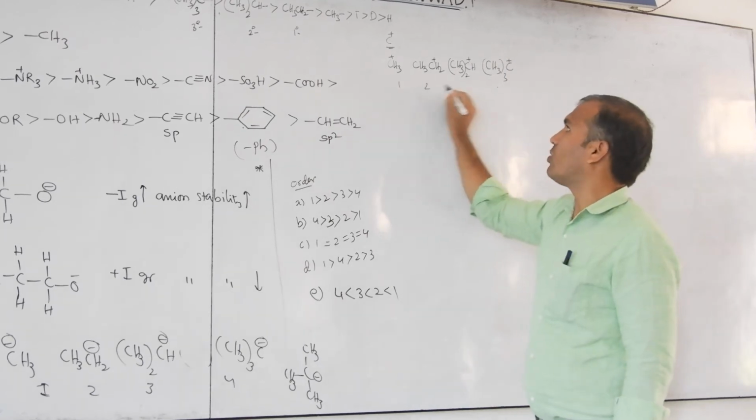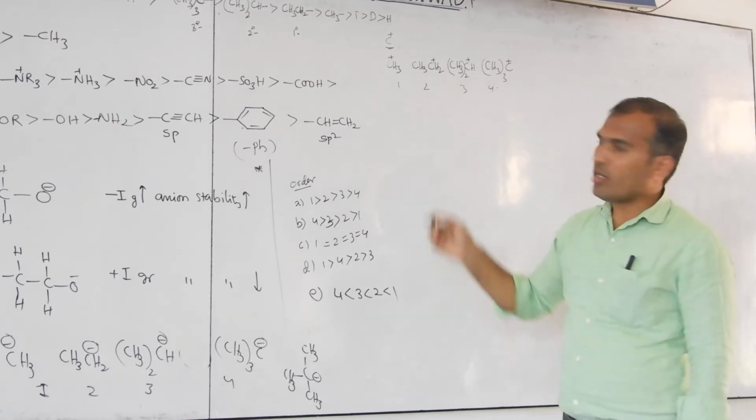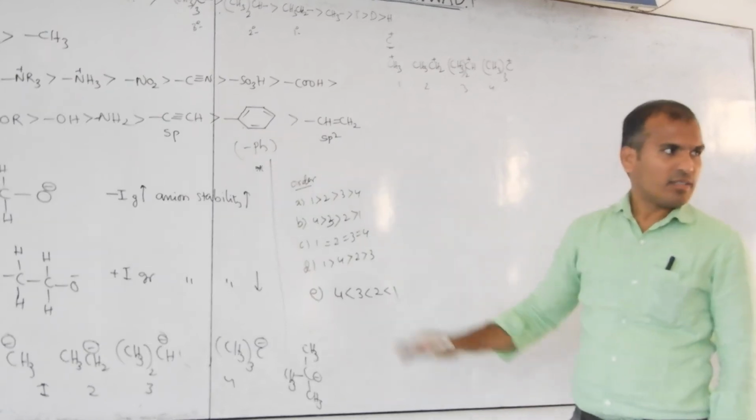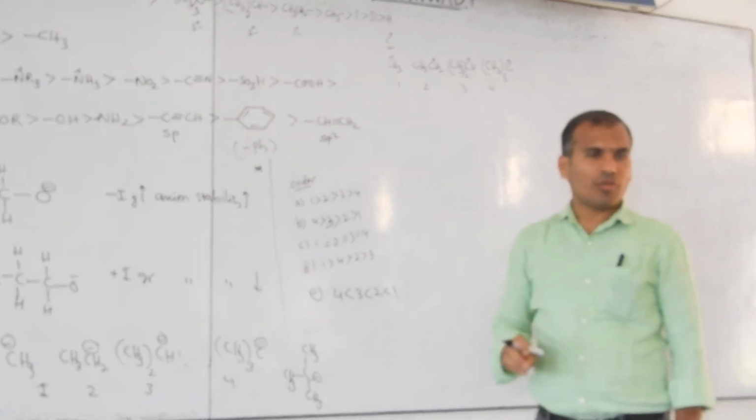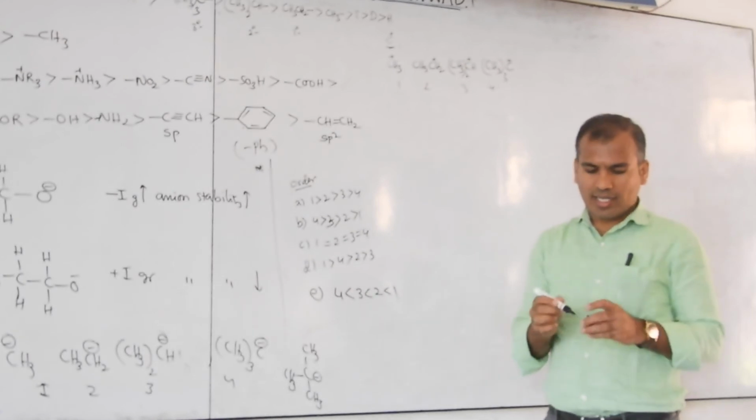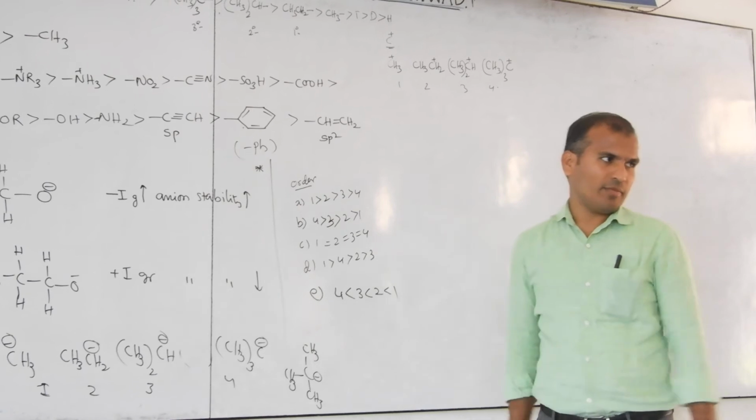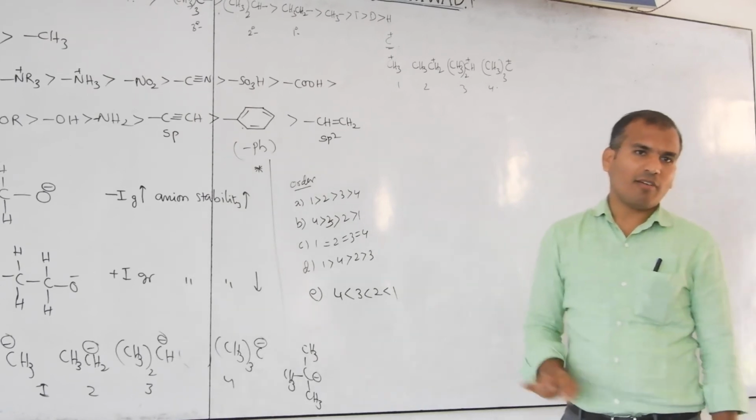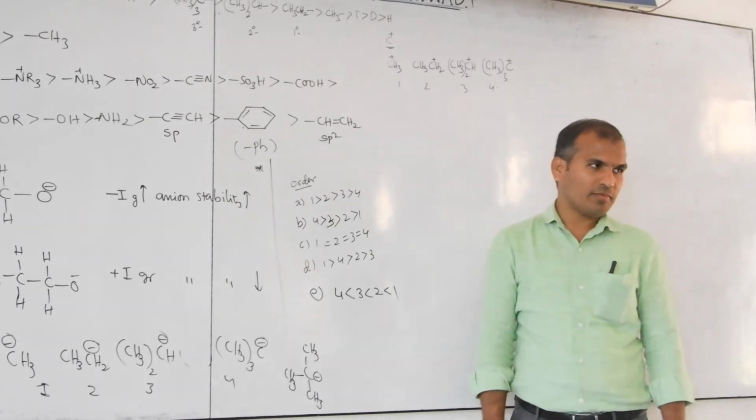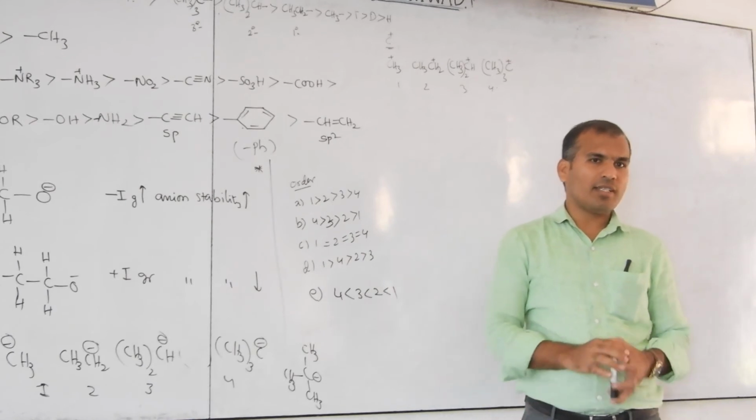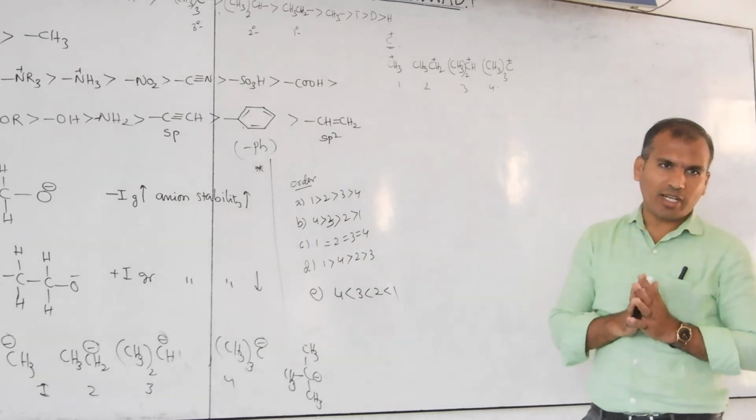Again I am giving 1, 2, 3, 4 numbers. Now again the same options are there. Then the question is: which of the following is correct? Decreasing order of stability of carbocation.